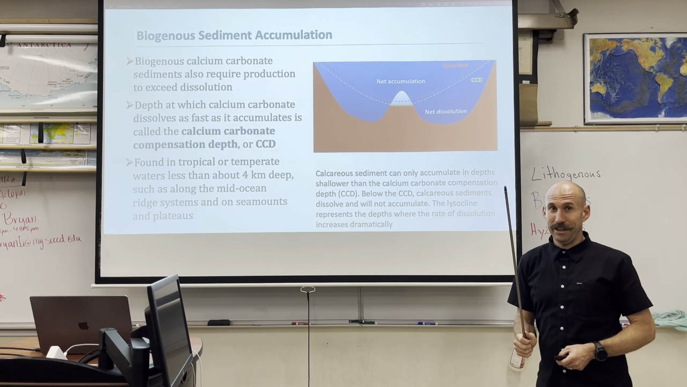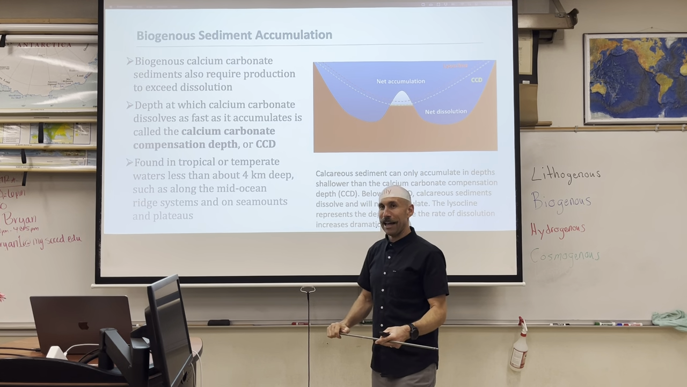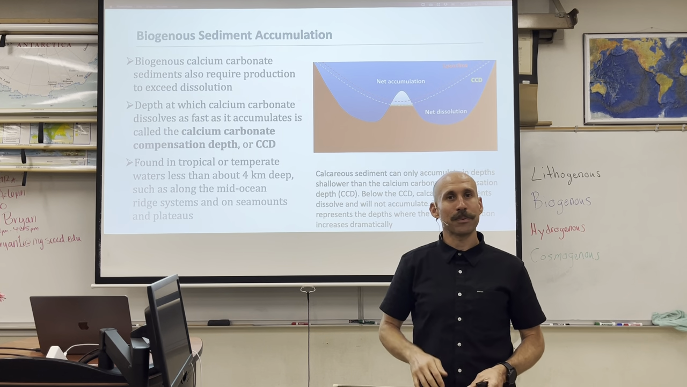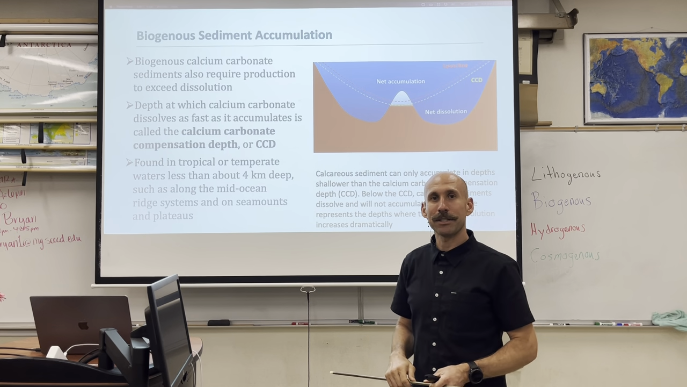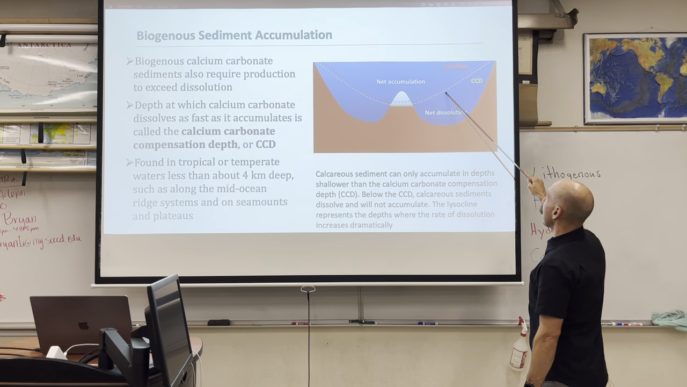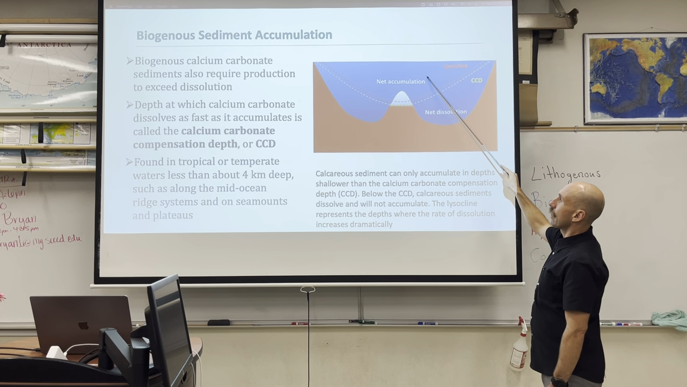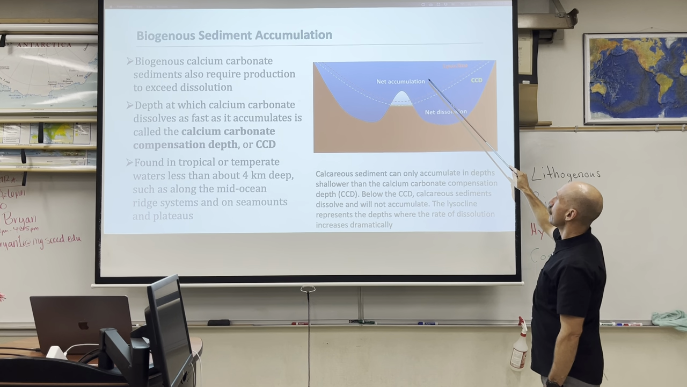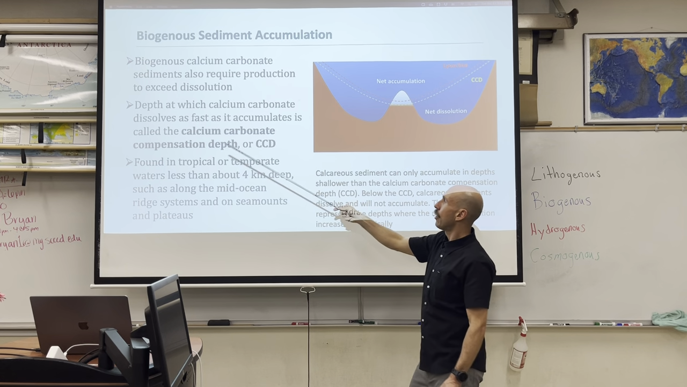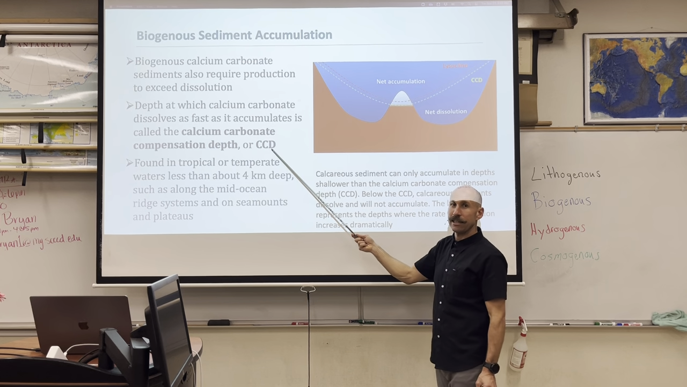But it happens in a really specific way. So if we remember that the oceans have physical characteristics, pressure increases with depth, density increases with depth, then the pressure gets so great at about 4 to 4.5 kilometers that calcium carbonate can dissolve below a certain depth called the calcium carbonate compensation depth, or the carbonate compensation depth, or the CCD.